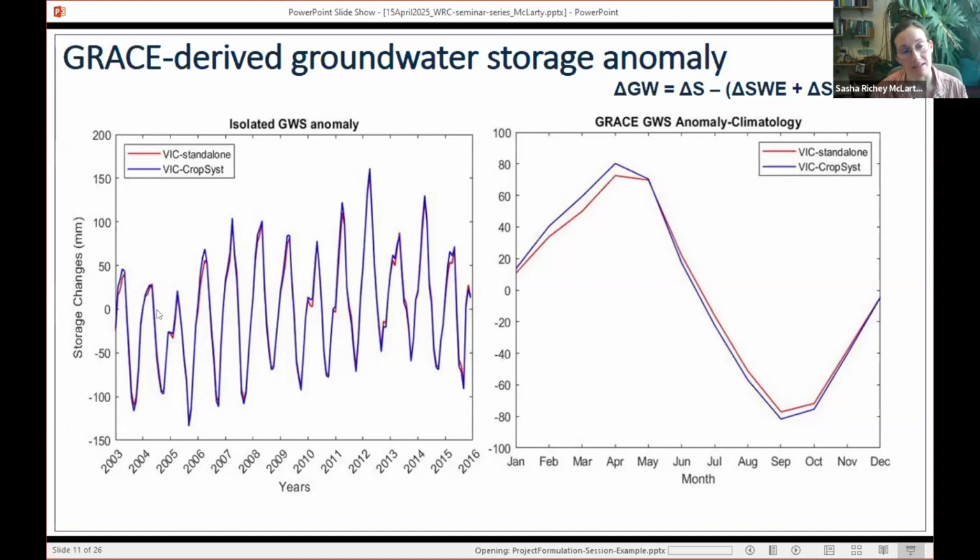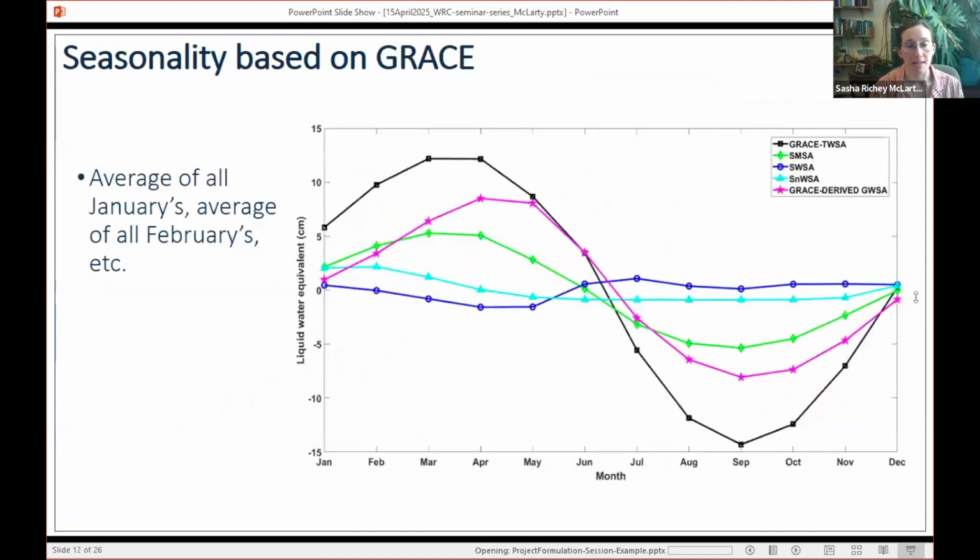There's sort of a slight decrease, then a slight increase, then a slight decrease, but overall there's not really a clear trend in groundwater variability here. I love to look at monthly climatologies, and actually we'll jump to that here.